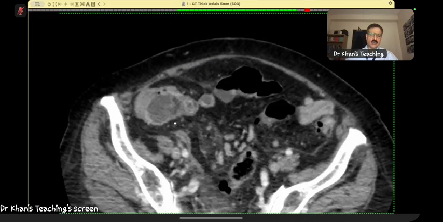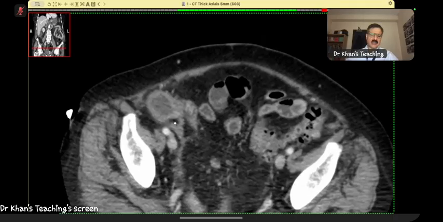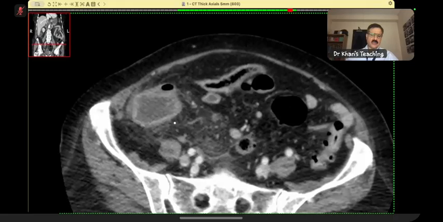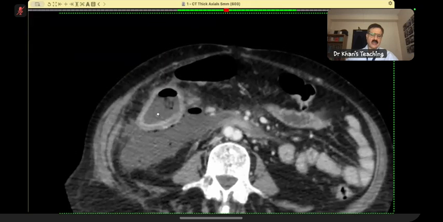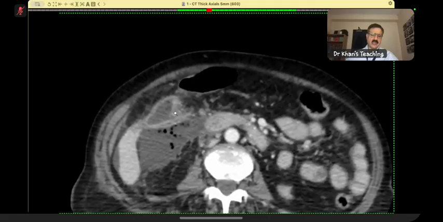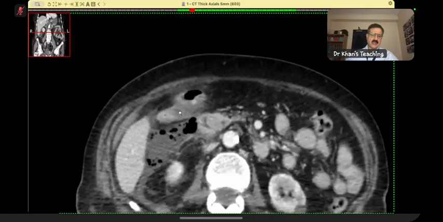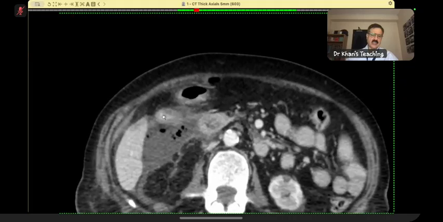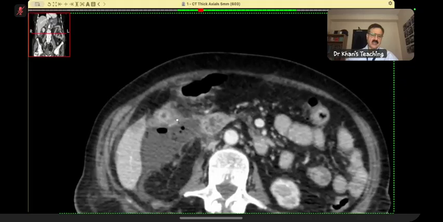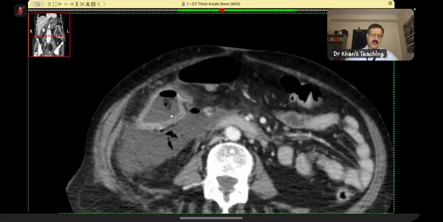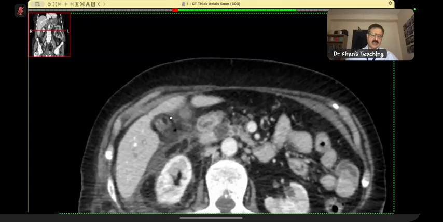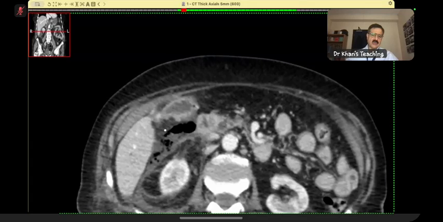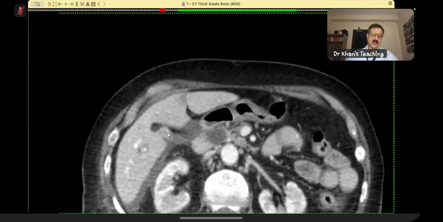Now, as we go superiorly, sorry, I've gone inferiorly, so I will go superiorly. As I go superiorly, we are coming to the hepatic flexure. At this point, what is happening? You can see this enhancement. So I come into the lumen here, this thing here, and then it goes, and then what is it continuous with?